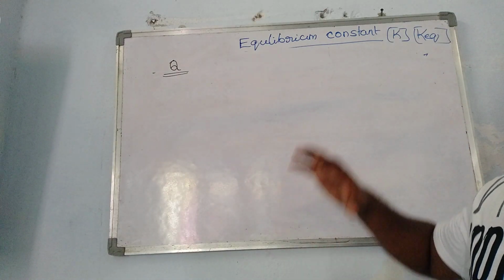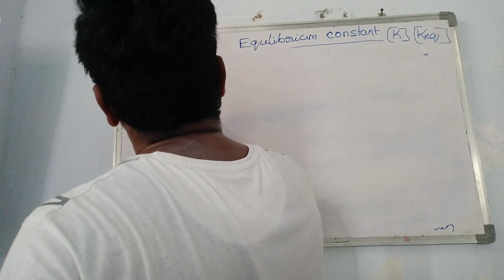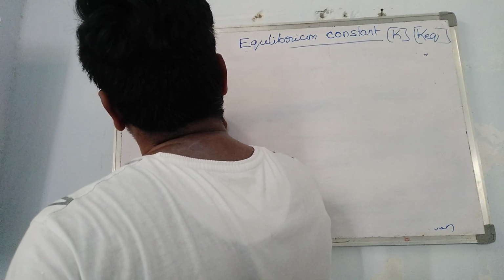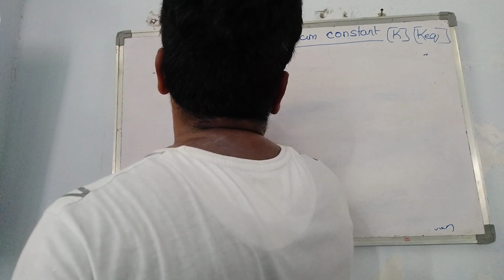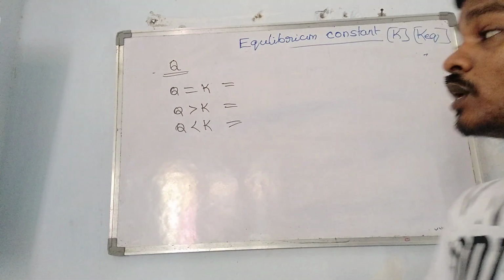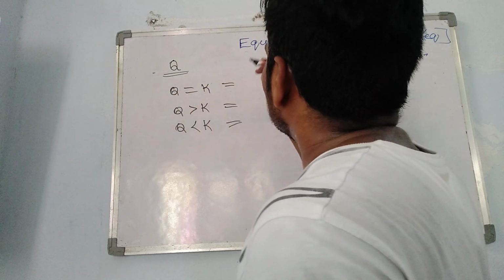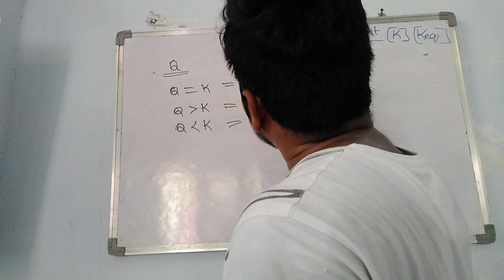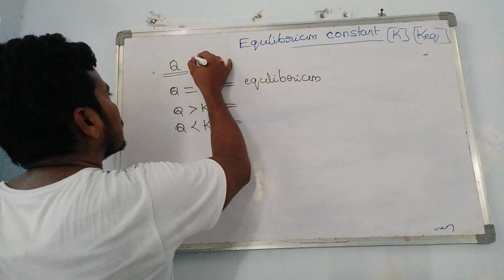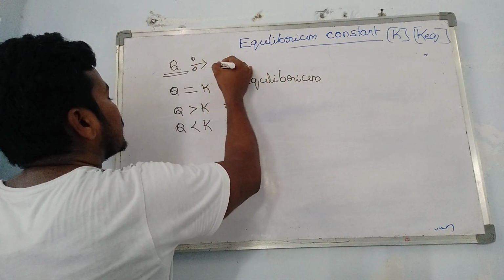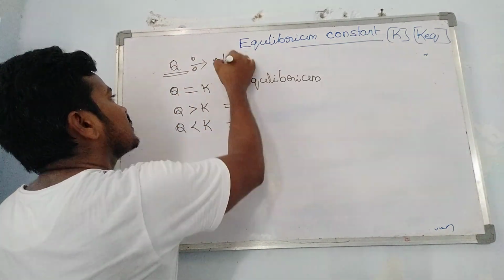So here, for example, Q is equal to K, or the reaction quotient is greater than K or less than K. What will happen? This we have to know. In the examination, they will give these values. Whenever the reaction quotient is equal to K, that indicates the reaction is in equilibrium. Using the reaction quotient, we can know the direction, whether it is forward or backward, other than at equilibrium.